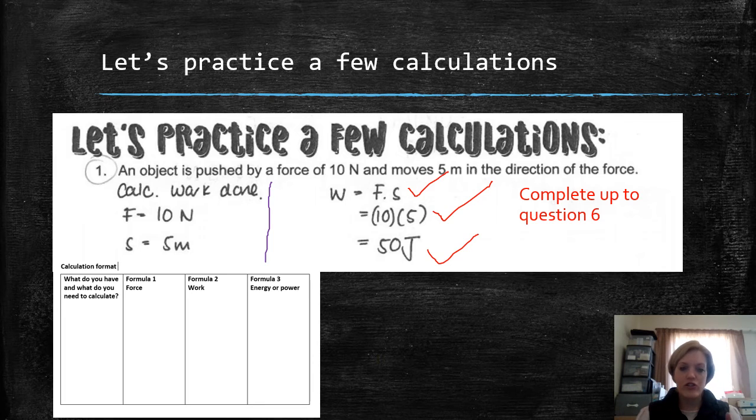The first column is going to be what do you have and what do you need to calculate. In the above example, I had force and I had distance, and what did I want? I wanted work. I wanted to figure out how much work was done. So I'm going to write that in my first column. Then in my second column, I'm going to apply my first calculation, which 9 times out of 10, grade 9s, is going to be force. That's either going to be net or resultant force, or it's going to be gravitational force, depending on the problem. You are going to do force in the second column.